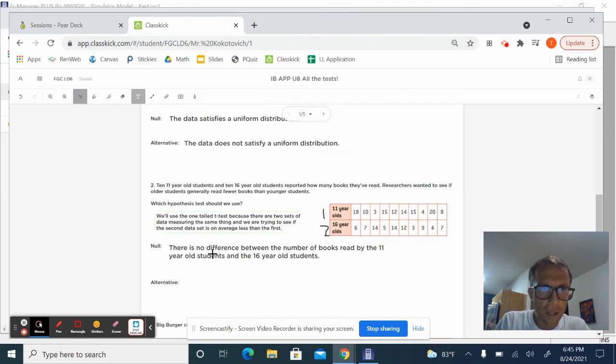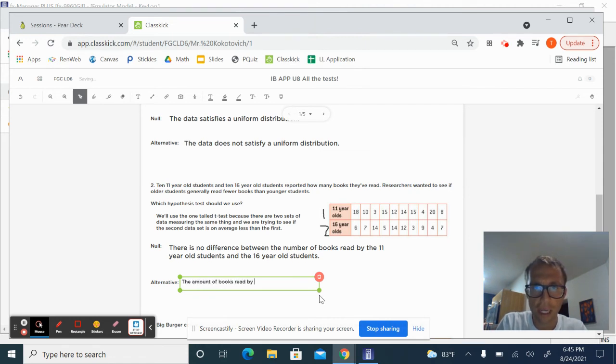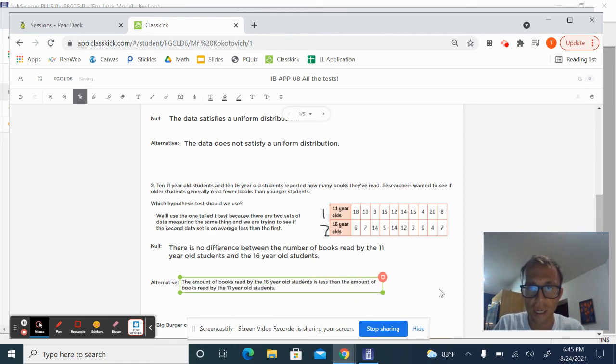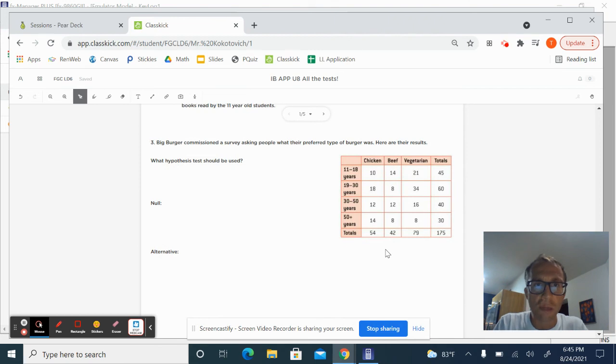So the alternative then would be the amount of books read by the 16-year-old students is less than the amount of books read by the 11-year-old students. And finally, right here, we have Big Burger.